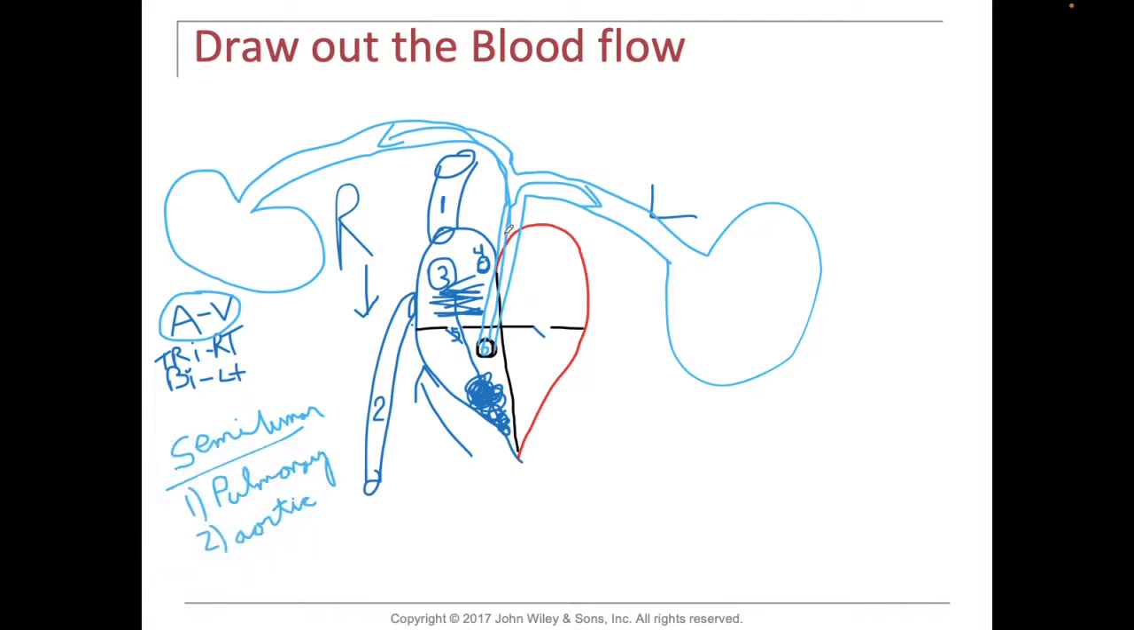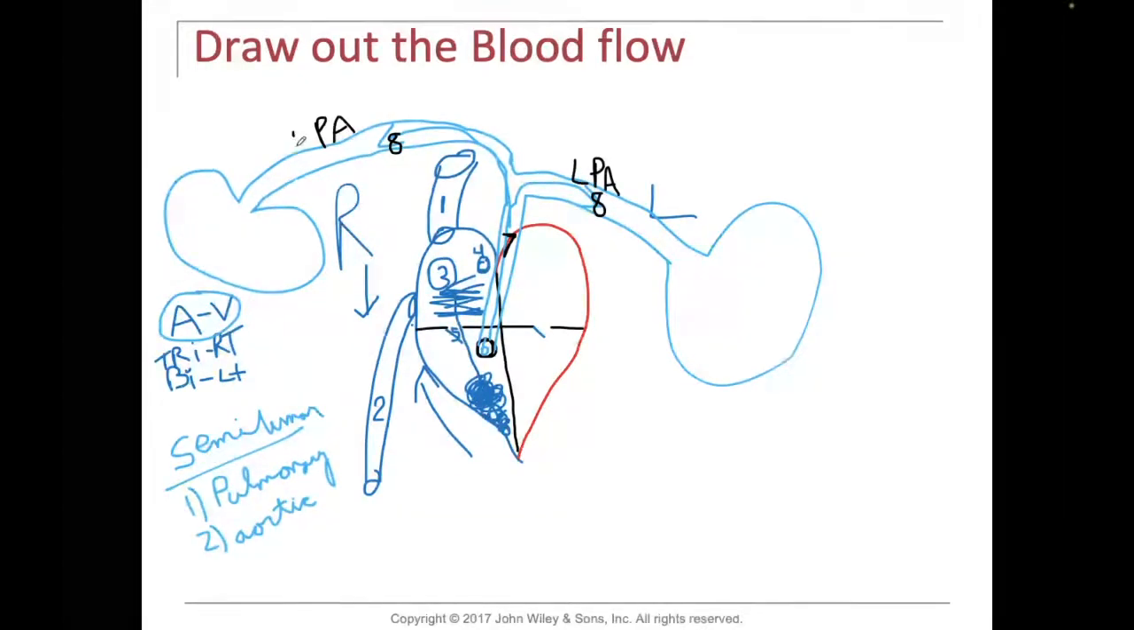Okay, now number 6 was the pulmonary semilunar. Now we have number 7, pulmonary trunk, leading into number 8. We will call that the pulmonary arteries. Pulmonary artery, pulmonary artery. Arteries pump blood away from the heart. This is the left pulmonary artery. This is the right pulmonary artery.